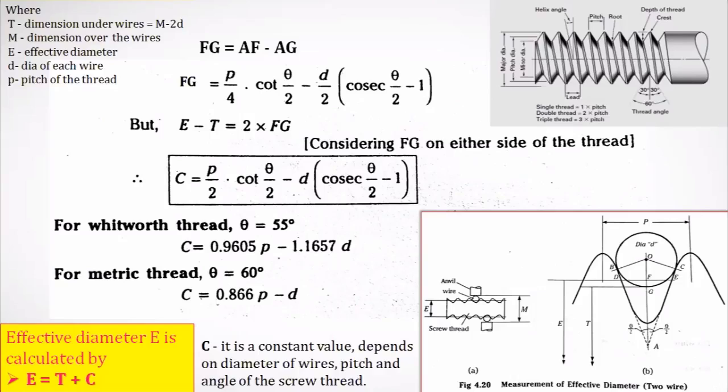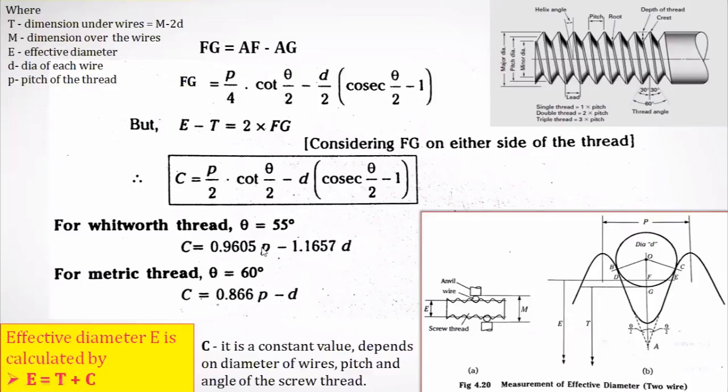2-wire method. One more is the 3-wire method. Both usually they will ask in the VTU question paper, right? So if you take an example, it has been shown for Whitworth thread. Whitworth thread means, like I told, the angle will be 55 degree. Angle means the thread angle from one flank to another flank. It is 55 degree. If you substitute this 55 degree in here, this equation will become C is equal to 0.9605 pitch minus 1.1657 D.